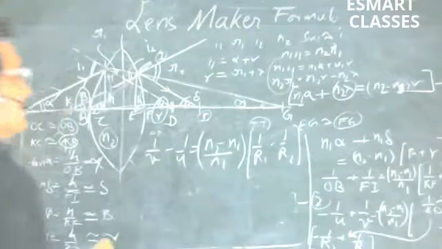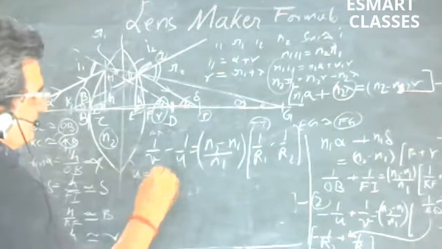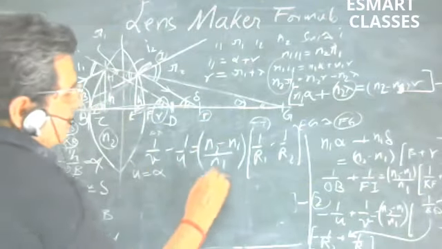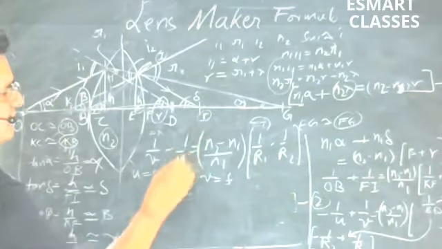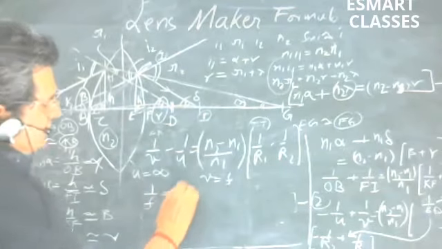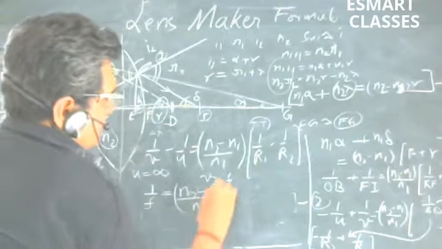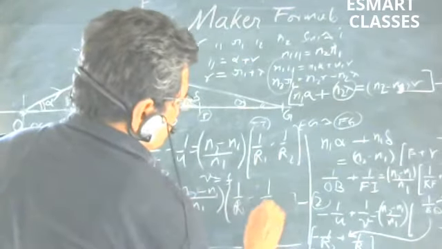Now let us take the object at the infinity. Let U be at the infinity. So the image will be formed at the focus. V will become F. So it becomes 1 upon infinity is 0. So this will be 0. So 1 upon F is equal to N2 minus N1 upon N1 into 1 upon R1 minus 1 upon R2.